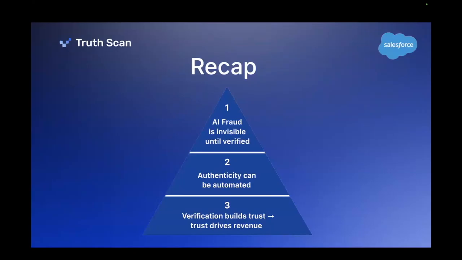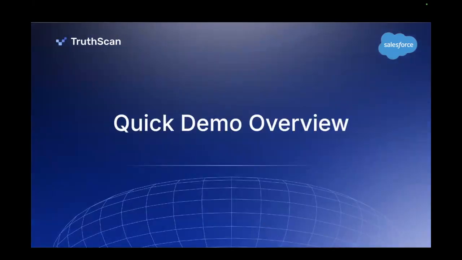So to recap all of this: AI fraud is invisible until verified. Authenticity can be automated. Verification builds trust, trust drives revenue. And that's important because we want to make that paradigm shift from this being a cost center to now being a growth engine and a revenue driver, something that is very valuable to the business.